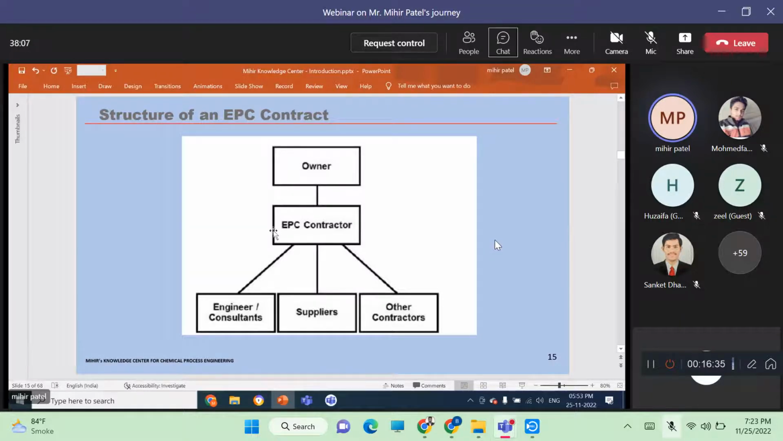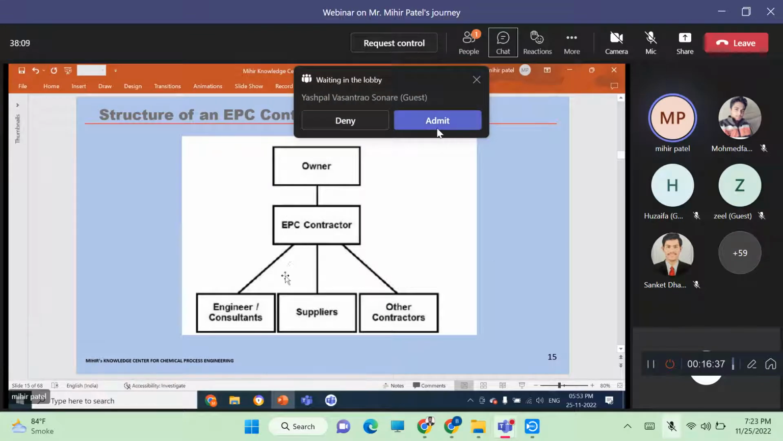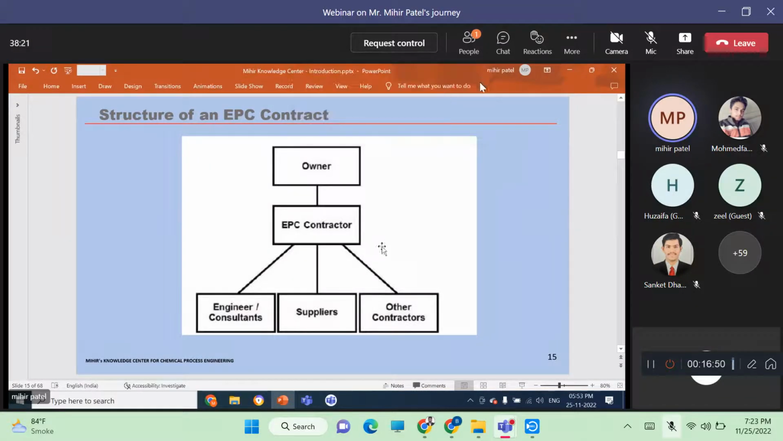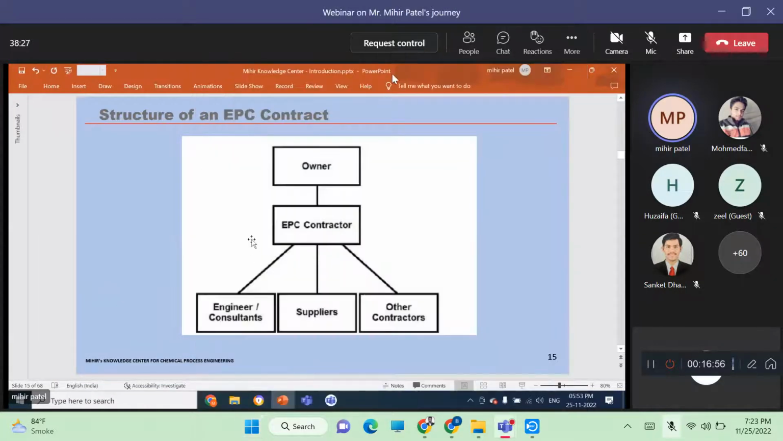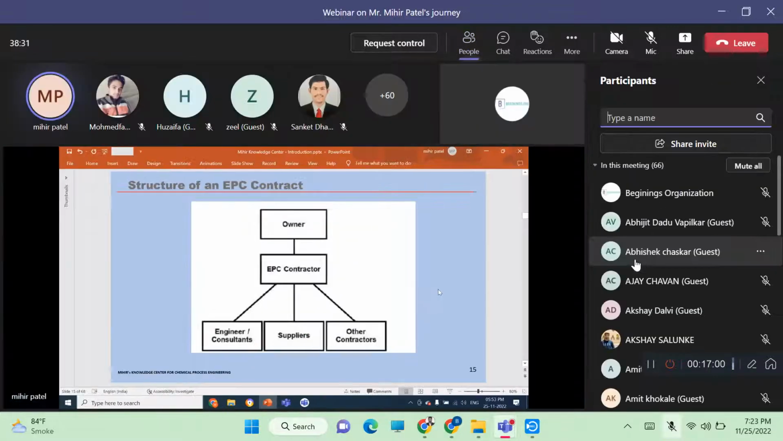Now, as I explained, this is the EPC contractor who is placing all the orders here, on all the contractors, including E&I contractors, that is electrical and instrumentation contractors, mechanical contractors, piping contractors. So all the documents which the process engineer produces from the engineering consultant firm have to be with the mindset of an EPC contractor. That is why I have put a slide here basically.